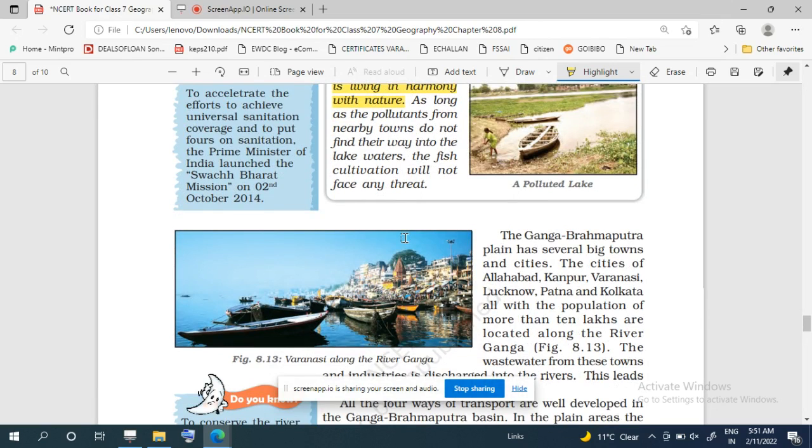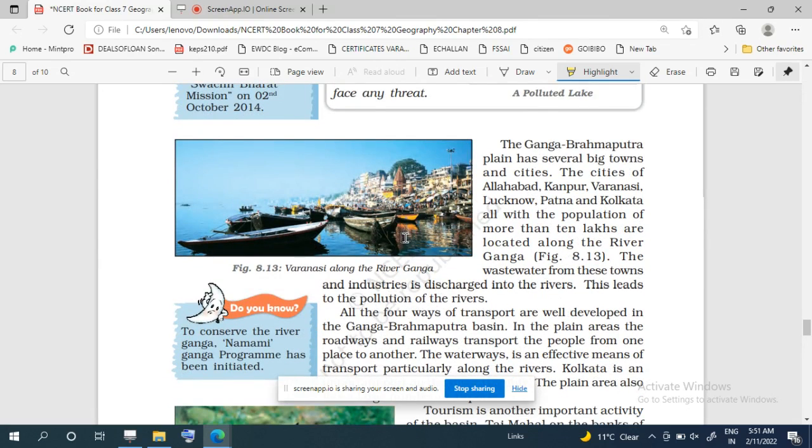Okay, and now we see that the Ganga Brahmaputra plain has so many big towns and cities, like our own city Varanasi, which is situated on the bank of river Ganga. Other than this, Allahabad, Kanpur, Lucknow. Lucknow is not on the bank of Ganga; it is situated on the bank of the Gomti, which is a tributary of Ganga. Patna, Kolkata, these are all big cities with a population of more than 10 lakh, located along the river Ganga.